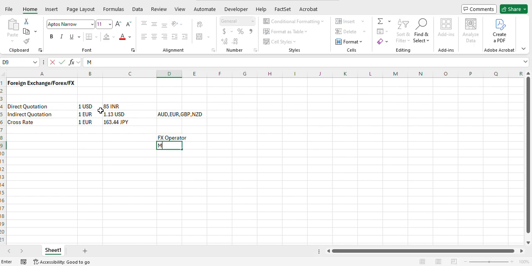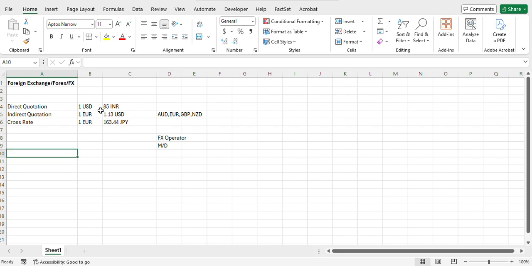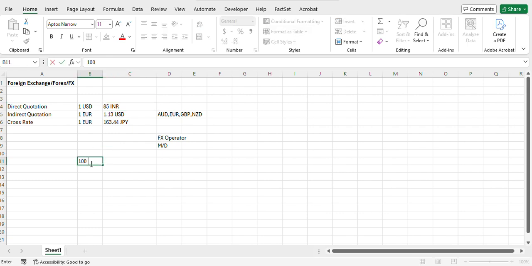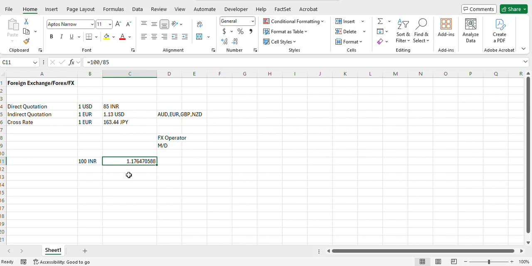FX operators are of two types: multiply and divide. So how we use them? For example, we'll be using direct and indirect quotation for that. Let's say for example we have 1 USD is equal 85 INR. So now I want to calculate 100 INR value in terms of USD. So what I'm gonna do is 100 divided by 85. So now 100 INR is equal 1.1765 USD, because USD is of course bigger than the INR.